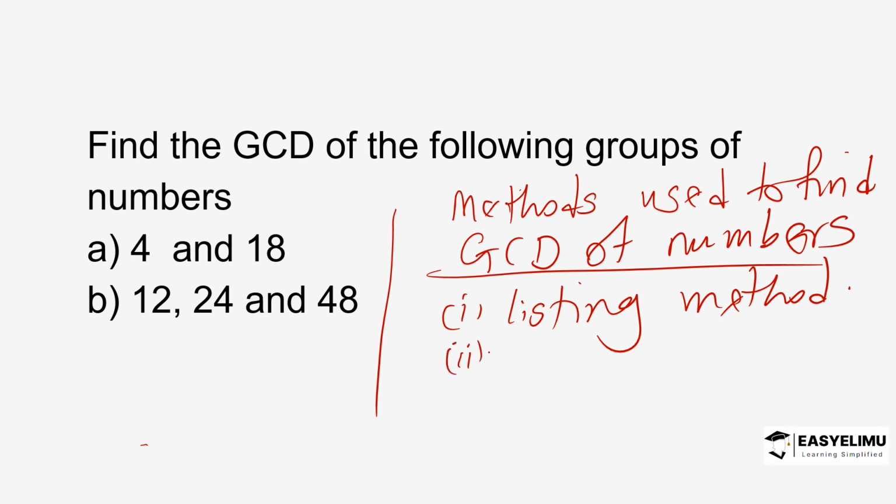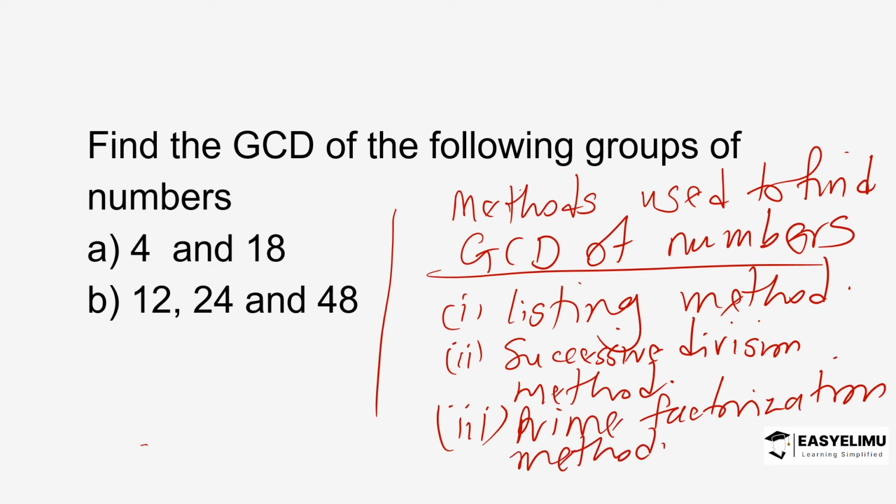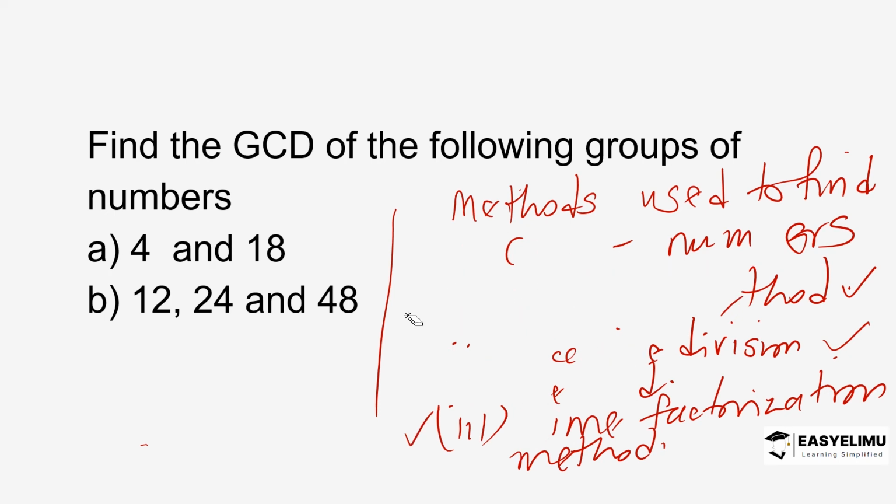And then we have another one called the successive division method. And then the other one, which we look at during our next video, is called the prime factorization method. So for this lesson, we are going to look at the listing method, then we look at successive division. And then in our next video, we are going to look at the prime factorization method and see how you go about that. So I'm going to use the first and the second method during this video, and in the next video we look at the other method of finding GCD.